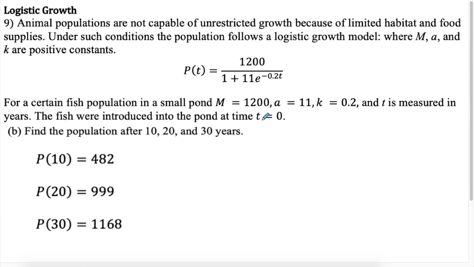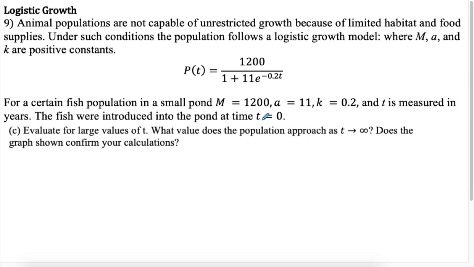So in the final part of this example, we want to evaluate for large values of t. Right? In theory, we're saying that this population can't grow unrestricted. We want to see what happens as time goes on.